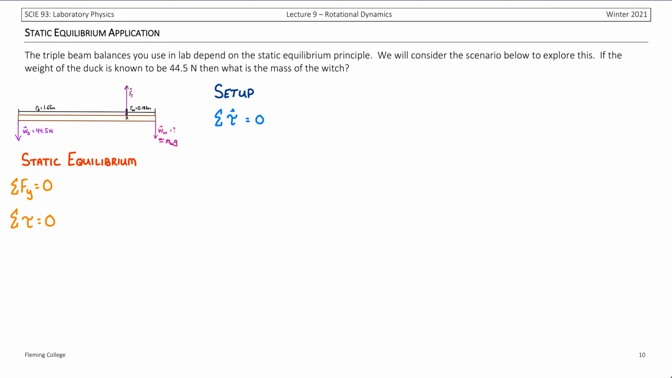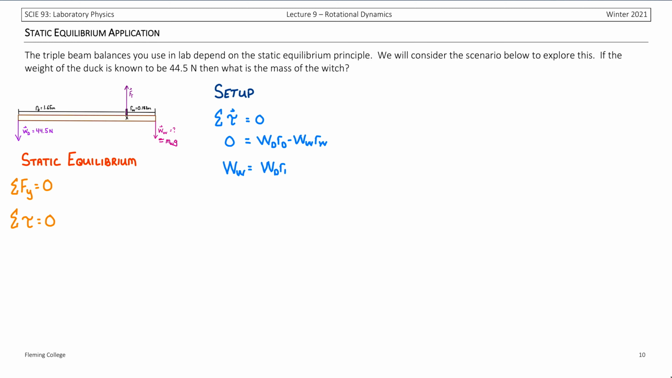have 0 is equal to the torque due to the duck, which is the weight of the duck, multiplied by the radius of the duck. And again, this is down on the left-hand side, causing counterclockwise rotation, so this would be a positive torque, whereas the witch's torque will be causing clockwise rotation, and it will be negative.